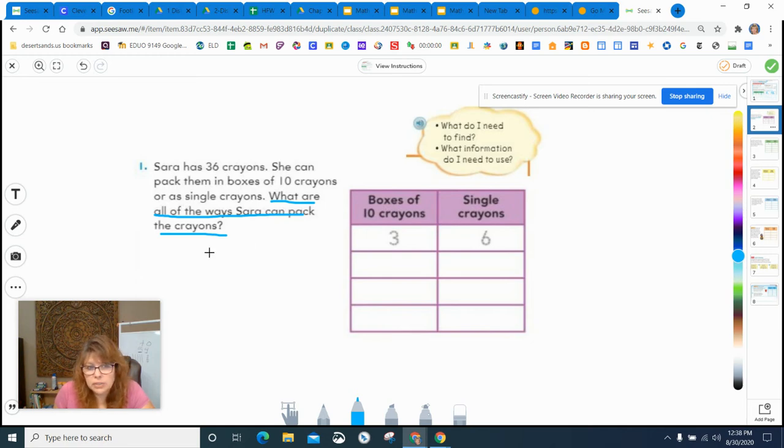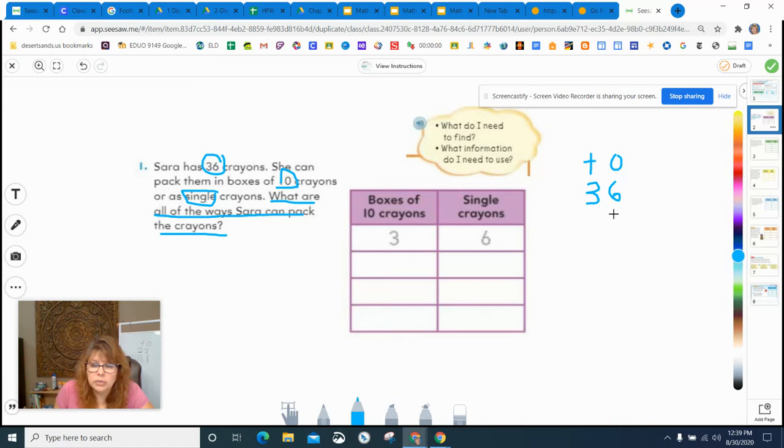Now, what information do we know? We know that she has 36 crayons. So I'm going to write 36 right here. 36. And I'm going to put my TO. You know, I like my TO. The TO stands for tens and ones, and that's going to tell me what kind of picture I'm going to draw. And it says she can pack them in boxes of 10. So that means groups of 10, or as single. So I'm going to be using tens and ones. That's what the problem is telling me.